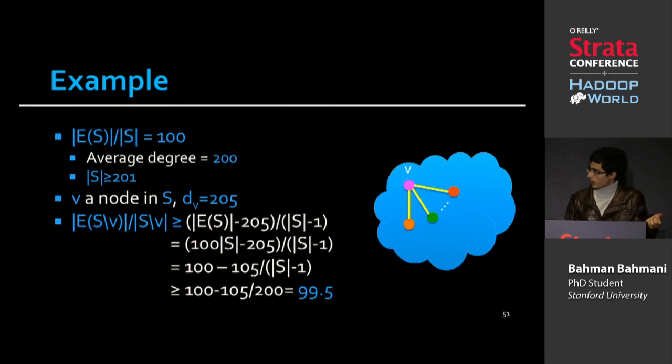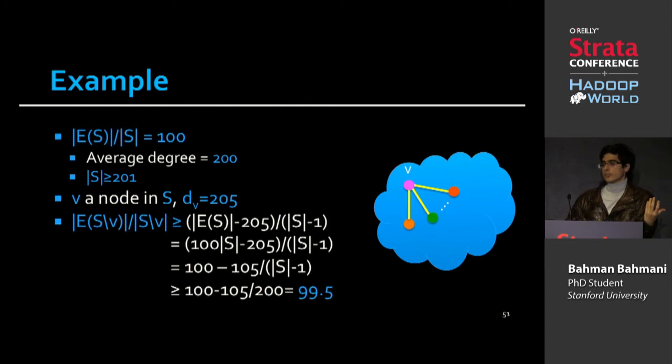The main point here, even if you didn't follow the math, is that if we remove this node, the density of the resulting graph is either going to be larger than 100, or if it's smaller, it's not going to be much smaller.